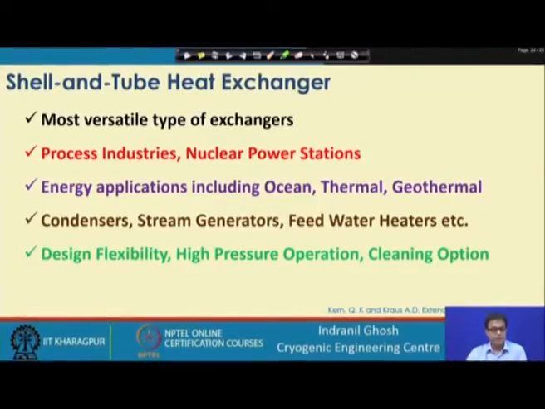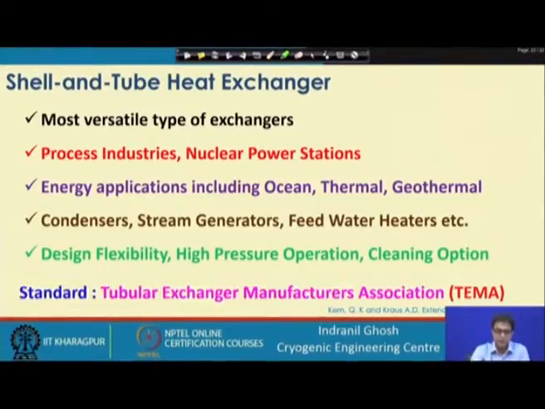But again, it is so versatile that for any kind of heat exchanger design, we have a guideline given by the Tubular Exchanger Manufacturers Association, in short form we call it TEMA, and they tell you exactly what the standards are that are to be followed for the design of the heat exchanger.